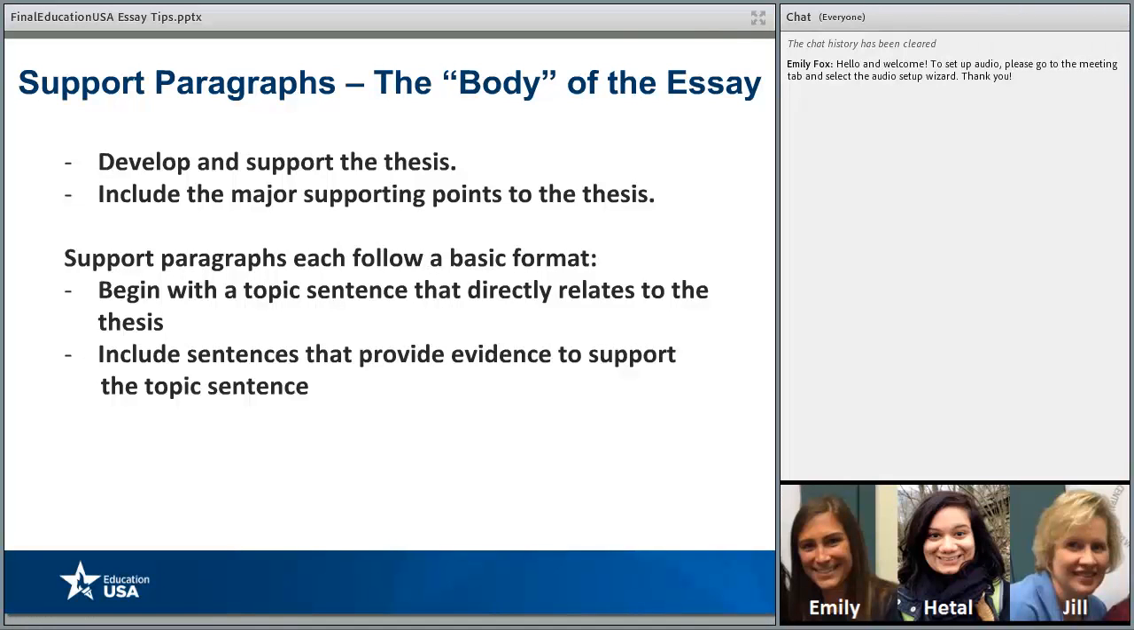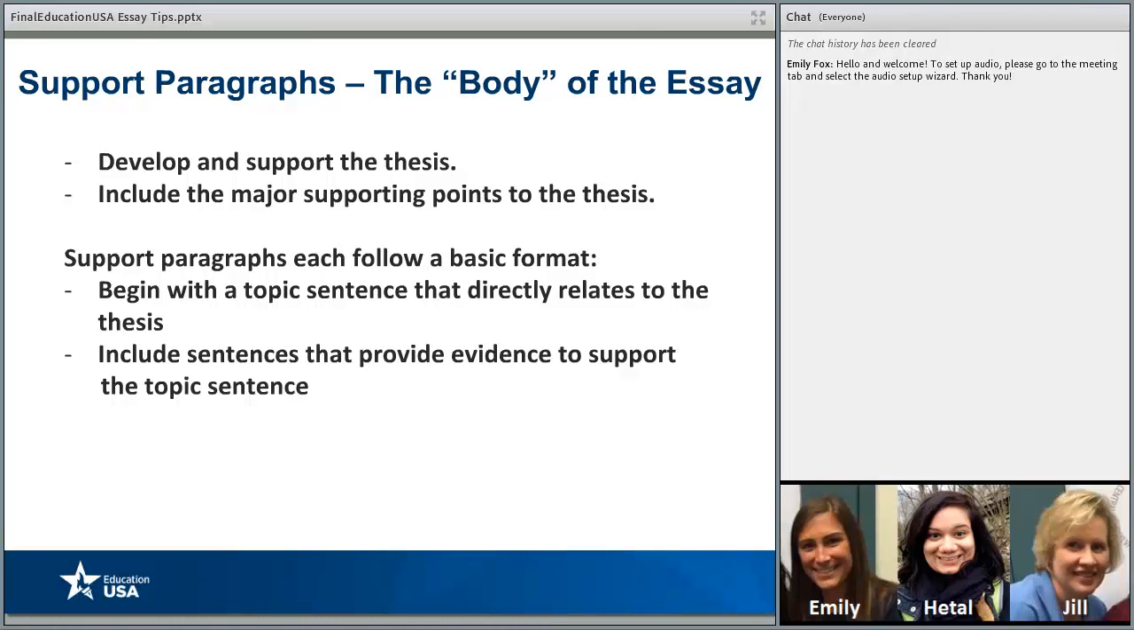And what that format is, you begin with a topic sentence, which is like a mini thesis statement, that directly relates to that thesis. So the point of a topic sentence in a body paragraph, it's the first sentence of the paragraph. So it tells your reader what that paragraph is going to be about. But it also needs to connect to the thesis statement. So your reader needs to see how this paragraph is going to develop and support the thesis.